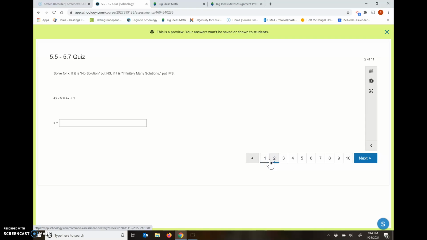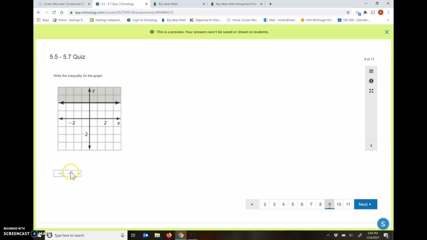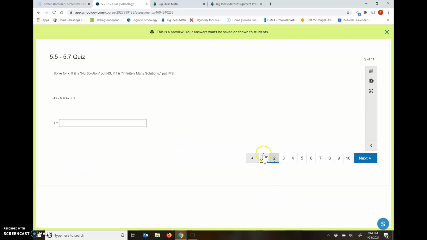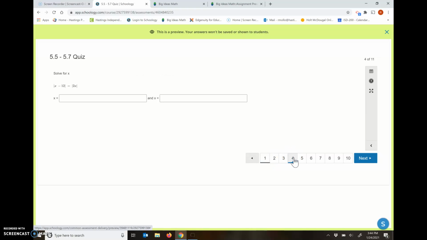I did change the quiz a little bit, where only the first 5 questions you're putting in your answer, and all the other ones are multiple choice, either yes, no, or a drop down. So the first couple questions, you are solving for x, solving for x, solving for x, and then solving for x with absolute values. And remember, when there's absolute value, there are 2 answers.